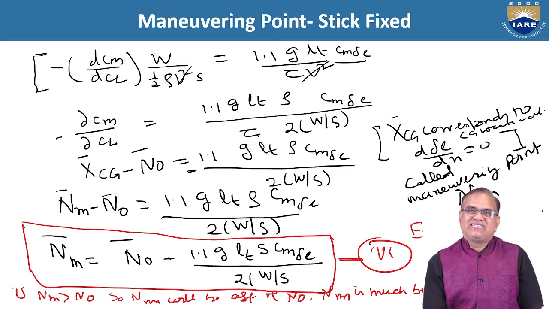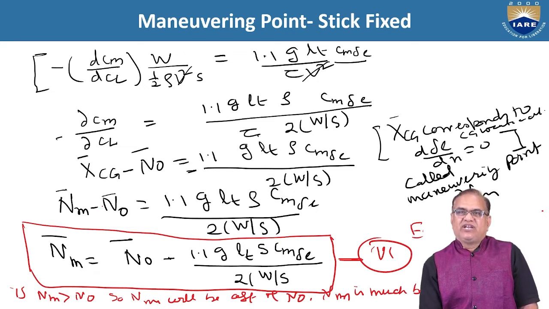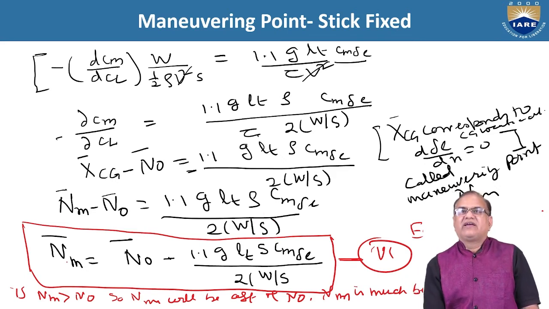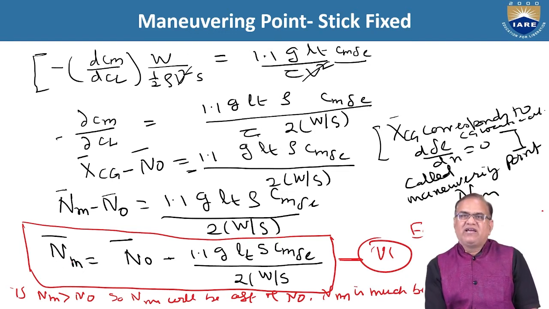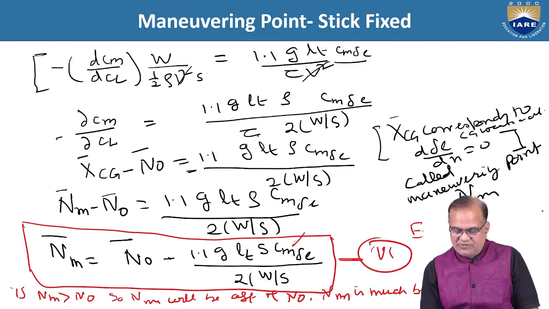Now this CG is the maneuvering point. So N maneuvering point minus neutral point is equal to 1.1 GLT S Cm delta E divided by 2 W by S. So Nm is equal to N naught minus 1.1 GLT S Cm delta E divided by 2 W by S. This is the equation for the maneuvering point. With this equation we can find the maneuvering point, and it will be more than N naught because the value of Cm delta E is negative, so this negative will be added here.